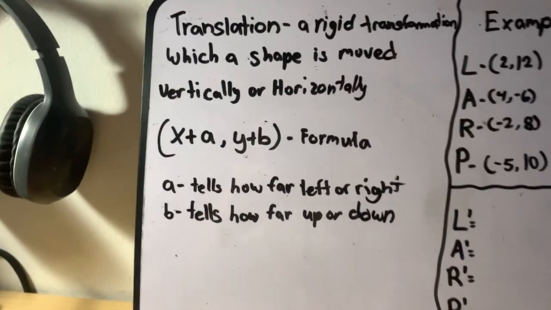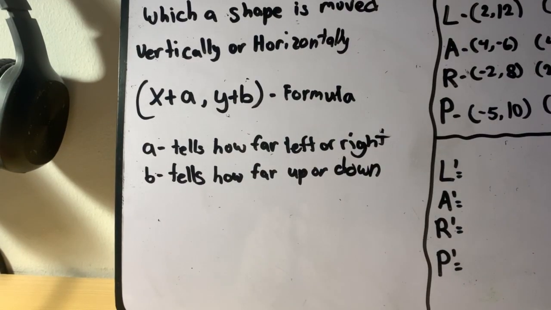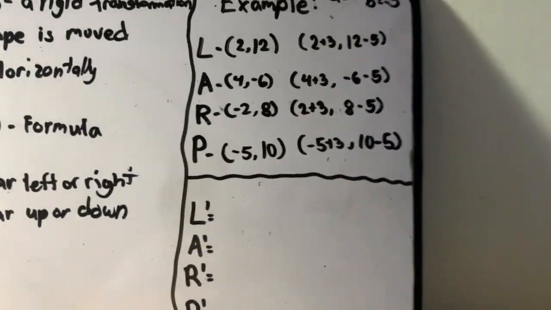Like I said before, positive is up and right, and negative is left and down. Positive right means a positive x coordinate, and left means a negative x coordinate. Same goes for the y coordinate: positive is up, and down is the negative y coordinate. So we have a few questions here.